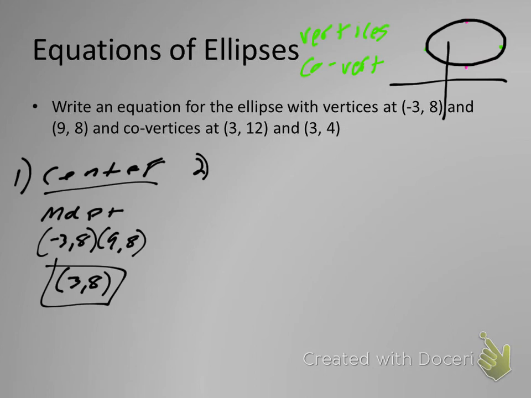Number 2, find your major axis. So the length of your major axis is the distance between your vertices. You can do that 2 ways. You can do the distance formula between these two, or you can just do the difference between the x coordinates. So 9 here minus negative 3.